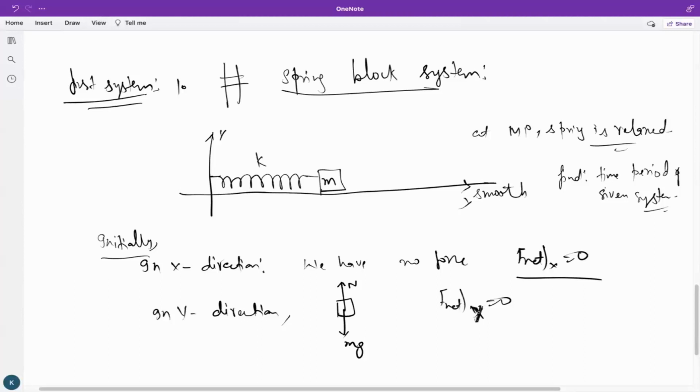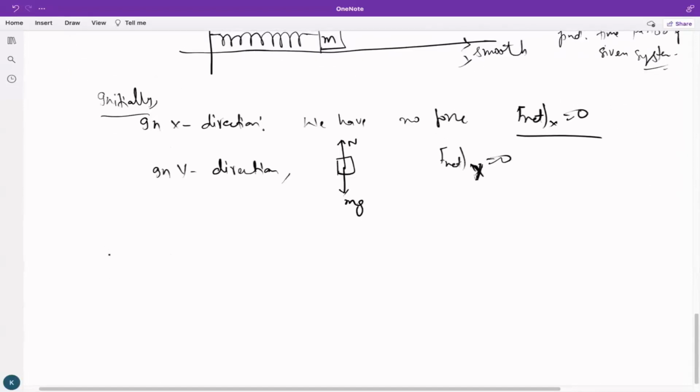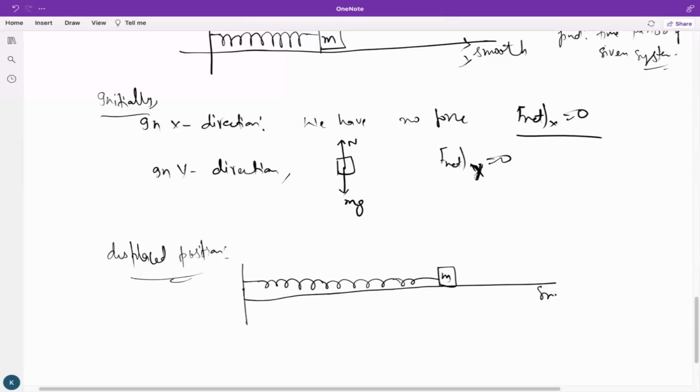F in y direction, you know. And the next thing we have to do here is write the equation at displaced positions. Let me draw it here again. So this is our M, this is our smooth surface, and let me call this our mean position.